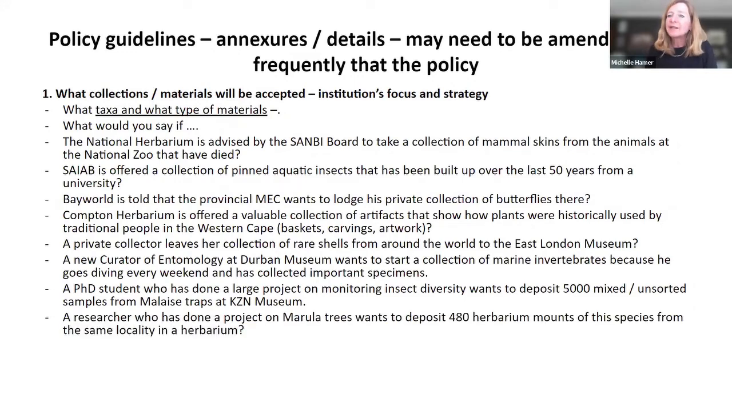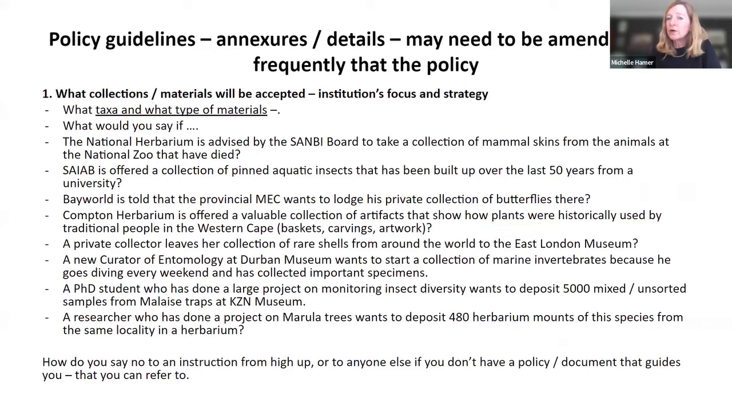Next point. And then this one is also a difficult decision. A researcher has done a project on marula trees, and they've been collecting samples of one species, and they worked on one farm, and they've got 480 herbarium mounts, all from the same locality. Would you take them? Would any of the herbaria take all 480? You need your policy, you need your guidelines to tell you, even if you're a herbarium, what are the guidelines for what you take and what you don't? Next point.